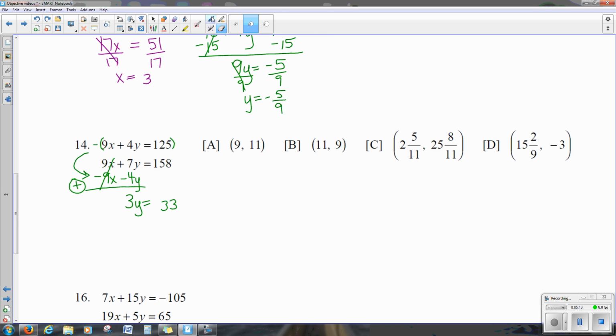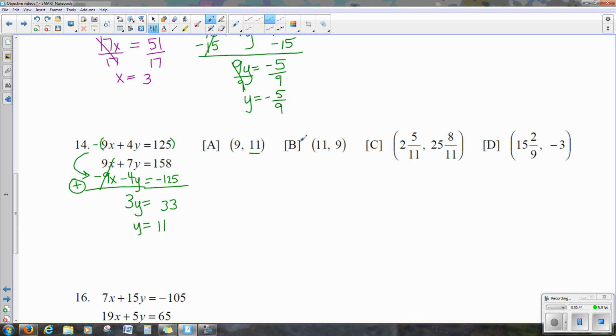I know that wasn't the neatest. Let's fix this up a little bit. That was minus 125. Okay, I just set this up. I multiplied the top one by negative because that allowed me to just go ahead and subtract. I didn't have to worry about getting any negatives down here. Now when I divide both sides by 3, we get y equals 11. Okay, so we have a y value of 11 here.